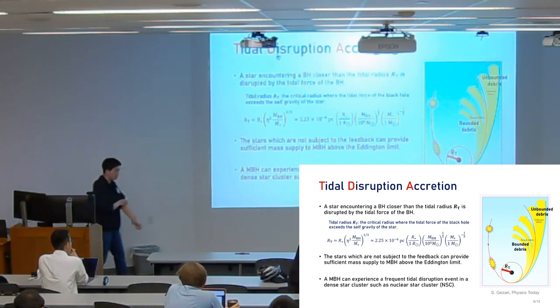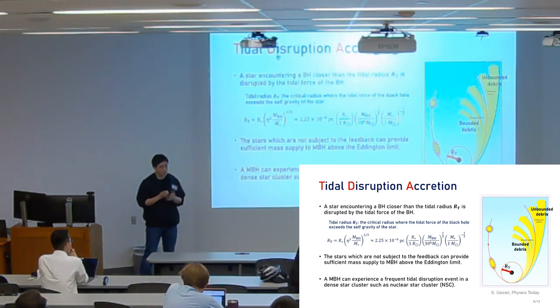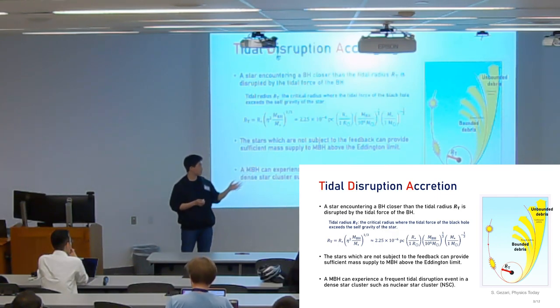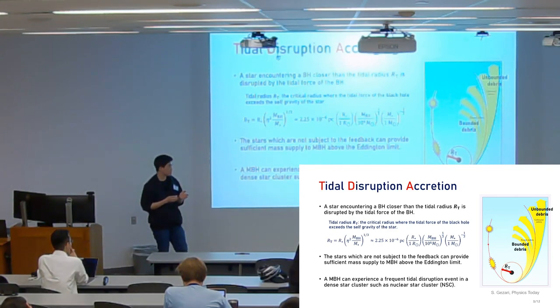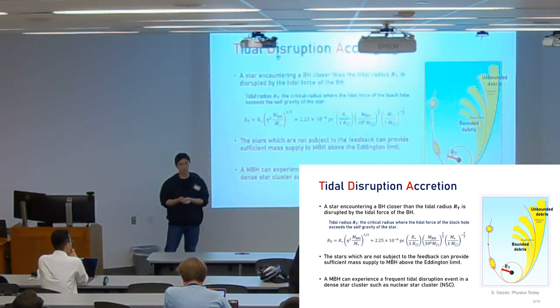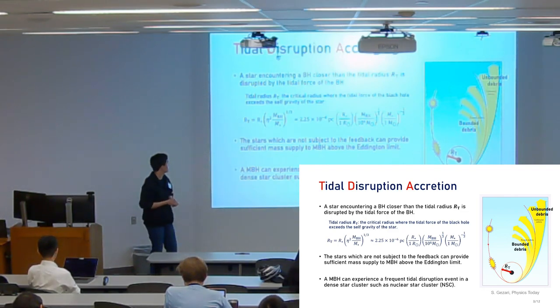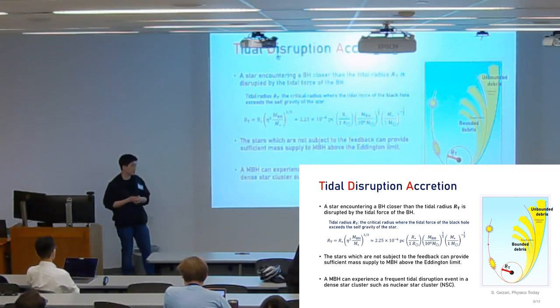So in my work, I suggest tidal disruption accretion as a new black hole growth channel. When a star closely approaches a massive black hole within a tidal radius, the star is tidally disrupted by the gravitational force of the massive black hole, and then the bound portion of the debris forms an accretion disk and accretes onto the massive black hole. Since the star is less likely to be affected by the radiation feedback from the massive black hole, it may provide mass above the Eddington limit. And it may occur frequently in an ultra-dense star cluster like a nuclear star cluster.